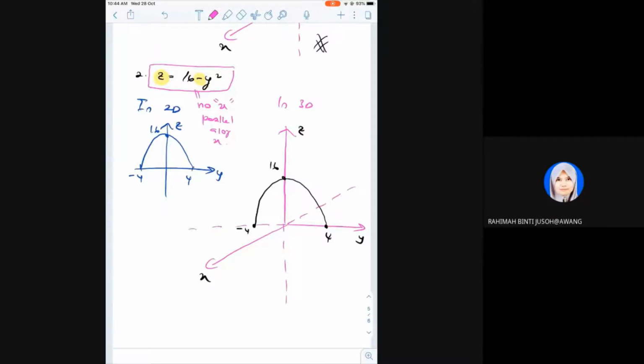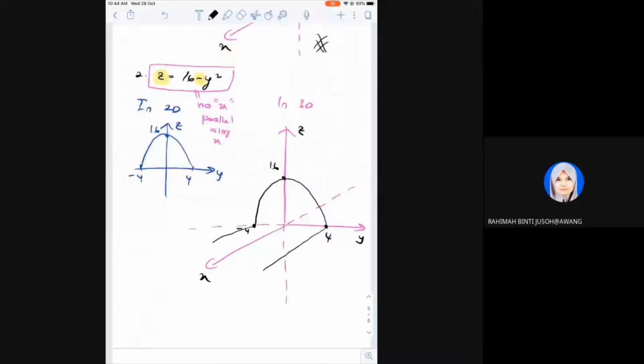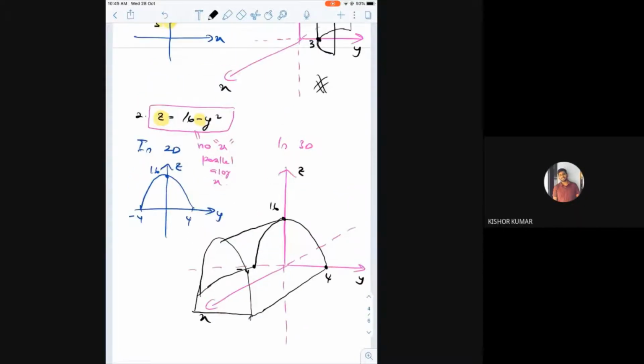Okay, so can you imagine your graph now? Cuba you lukis, you tarik. Nak tarik ke depan boleh, nak tarik ke belakang pun boleh. Doesn't matter. Okay, let's say kalau saya tarik ke depan. We have something like this. Okay, so it's parallel along x-axis. Alright. Understand, guys?